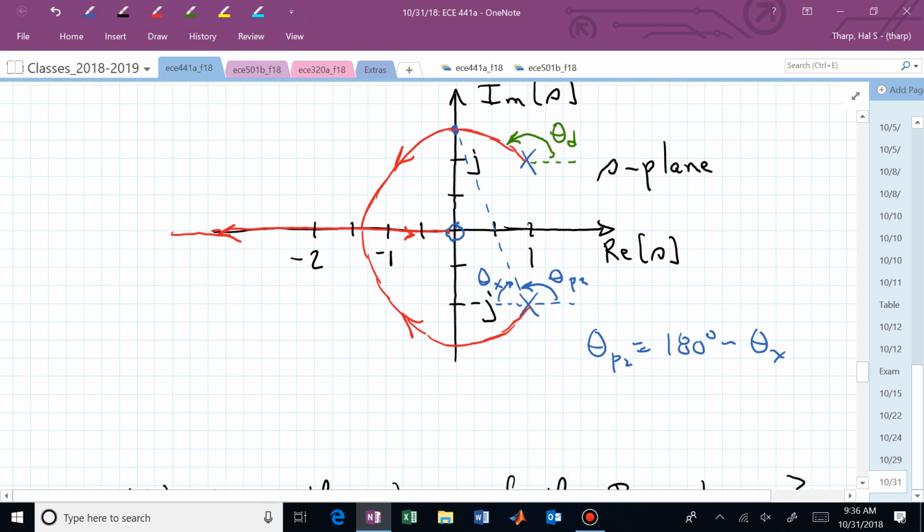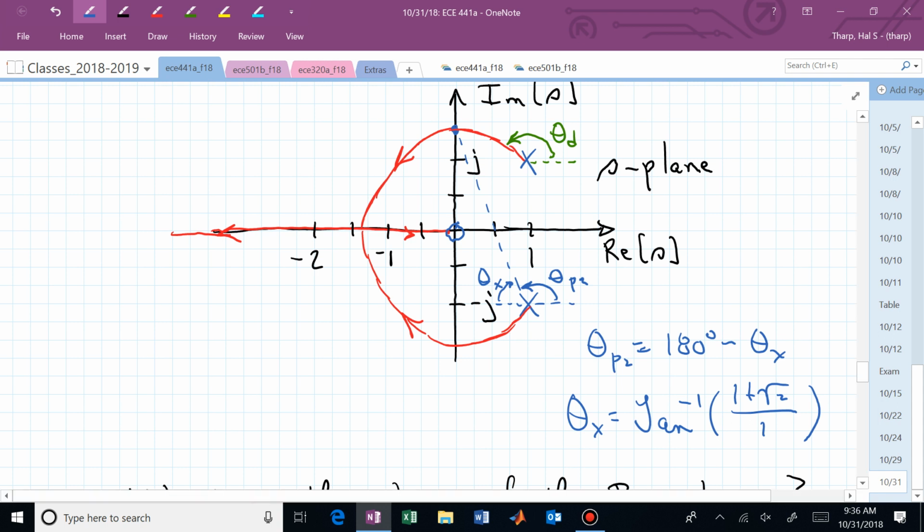And what's theta sub x? Well, I could find theta sub x by the inverse tangent if I didn't want to measure it with my protractor. I'm now down below by 1, and I'm going up square root of 2. So I have a vertical distance of 1 plus the square root of 2. And what's my horizontal? That's 1. Did I do that right? So that's the acute angle associated with theta sub p2, and I would subtract that from 180 degrees. Just eyeballing it, it's maybe 120 degrees.